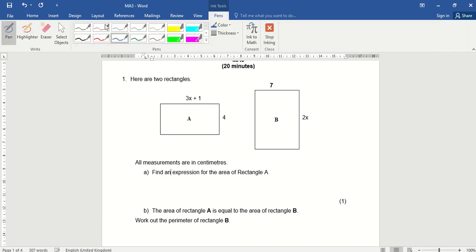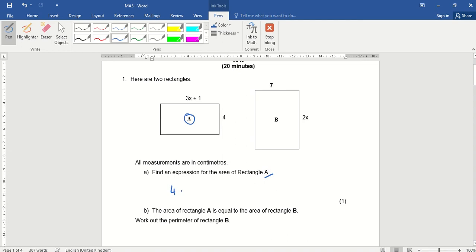Okay, here is your solution video for the second mini assessment. So question 1, here are two rectangles. You've got rectangle A and rectangle B. All measurements are in centimetres. Find an expression for the area of rectangle A. So rectangle A is this one here.